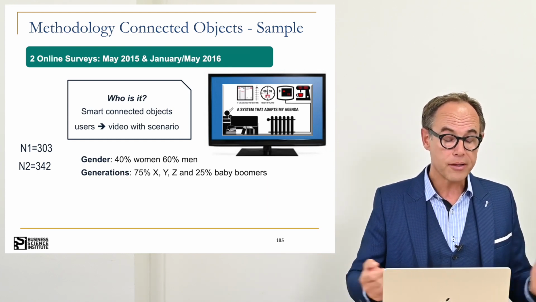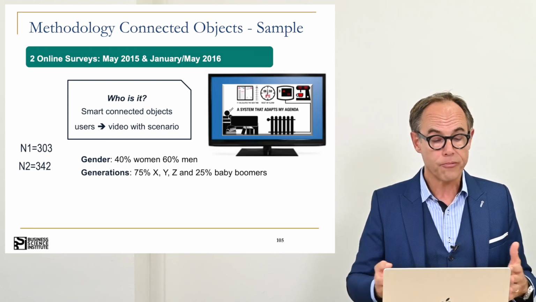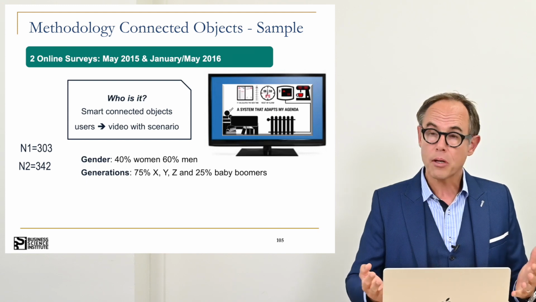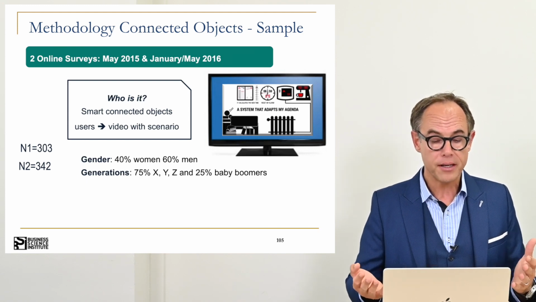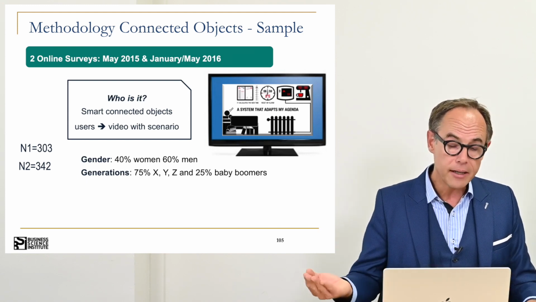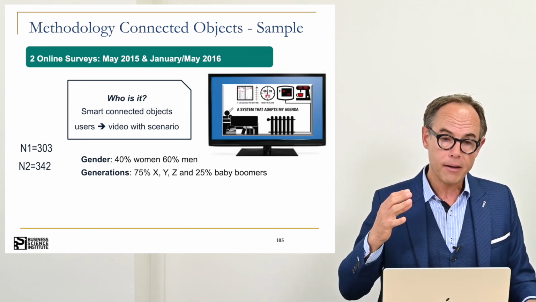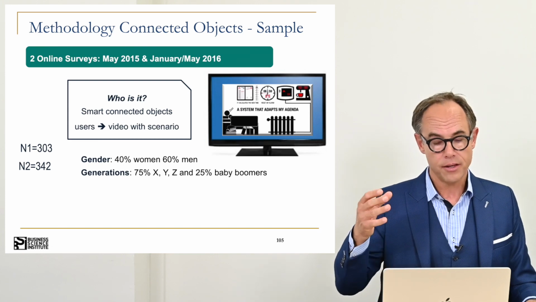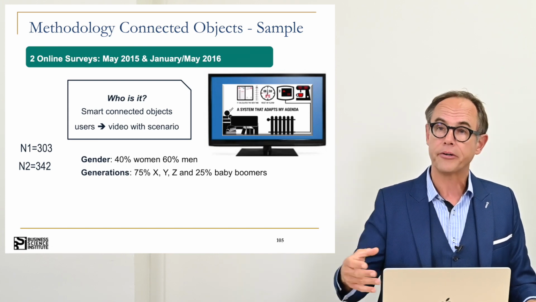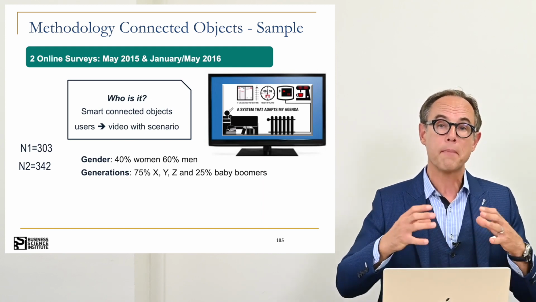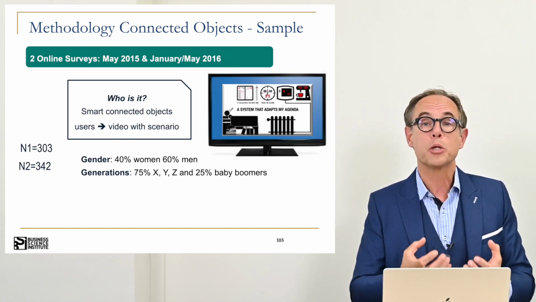So we had two samples with 344 people. You have to describe the distribution of the sample, 40% women, 60% men, mainly young people because it was a convenience sample. And we primed the respondents with a video with a scenario. That's important because we're talking about disruptive technology, so it's important to show the technology in action.